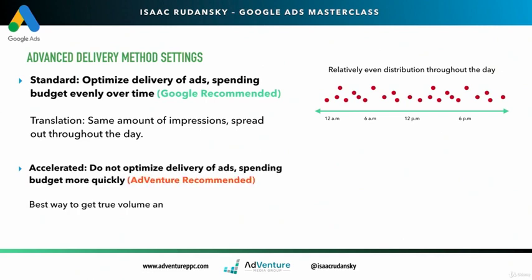If I choose accelerated delivery, I'm not optimizing the delivery of the ads. I'm spending my budget more quickly. I'm getting them as soon as possible. That's what I recommend at Adventure Media. It's the best way to get true volume and project how many more impressions are available for your keywords.